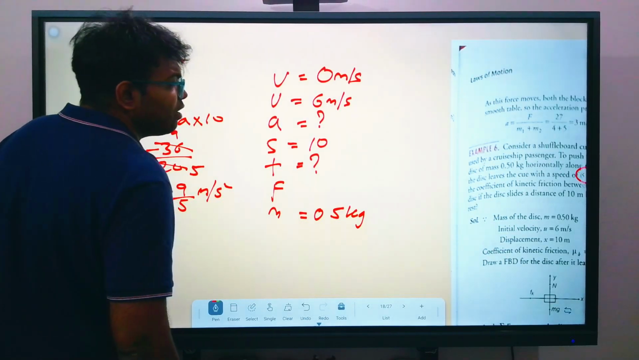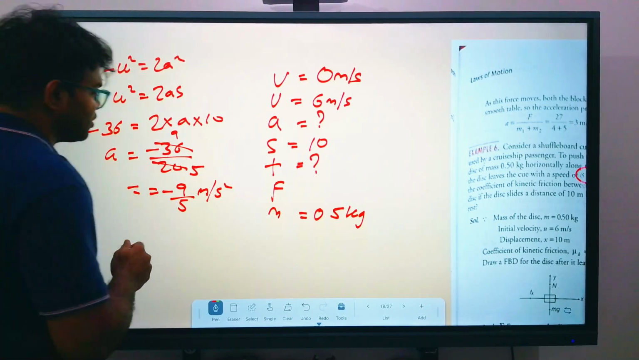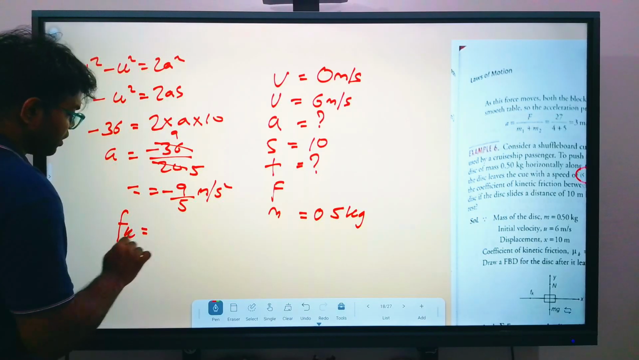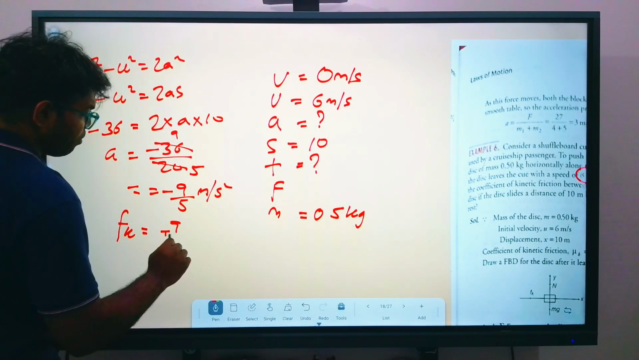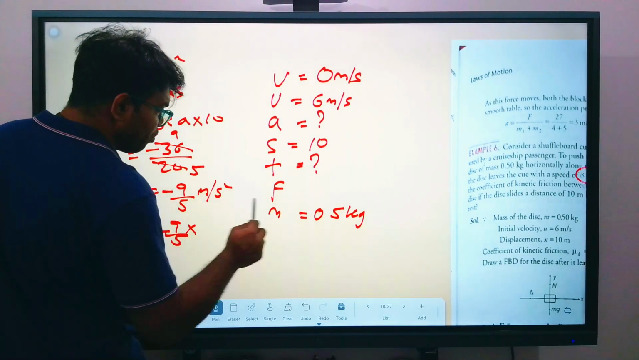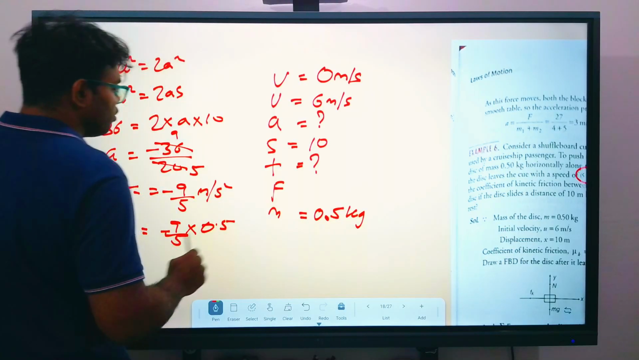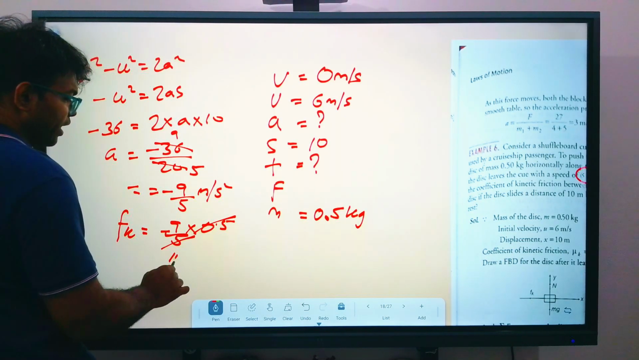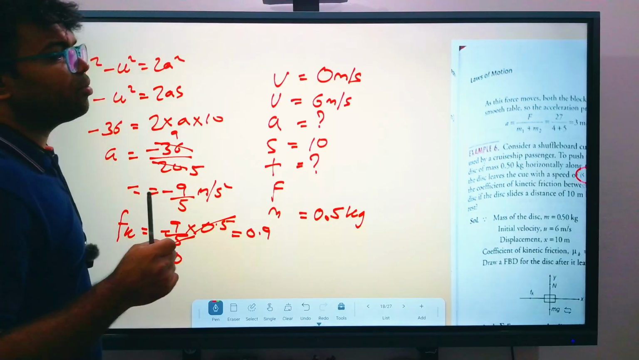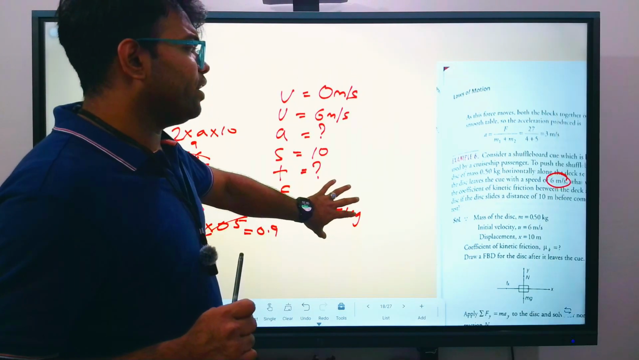Now we have to calculate the frictional force. Frictional force is equal to the applied force because it is coming to rest. So we can write it as force due to kinetic friction is equal to minus 9 by 5 multiplied by 0.5, right? So this becomes 10 and this value becomes 0.9. So the friction is coming out to be 0.9. Okay. Now what do we have to find?